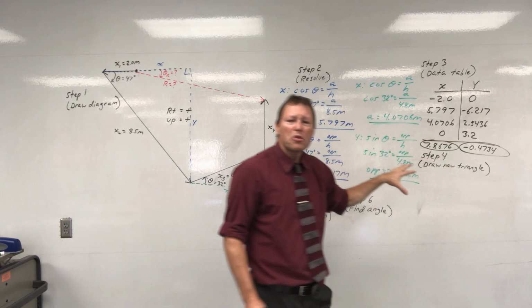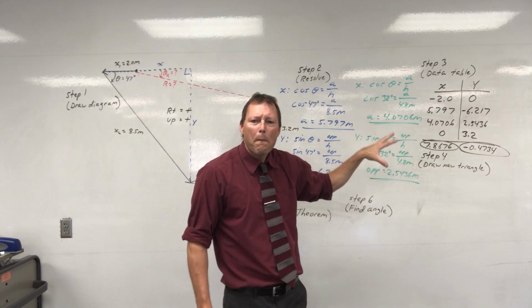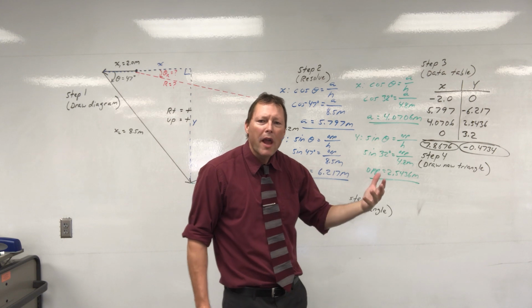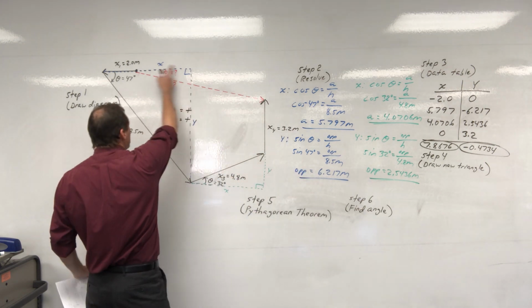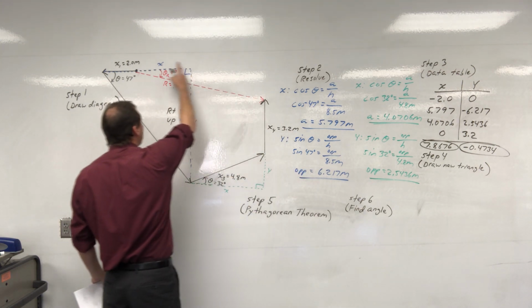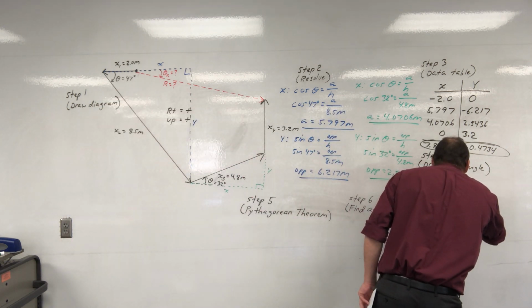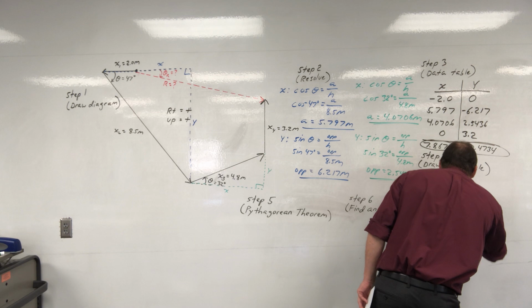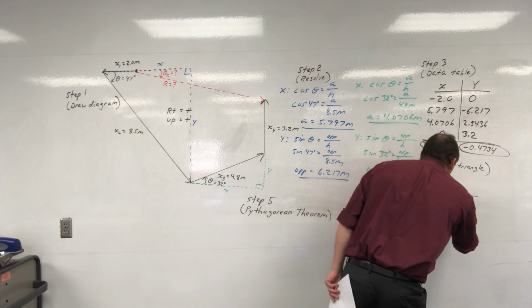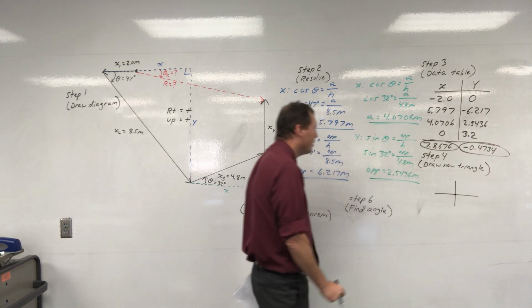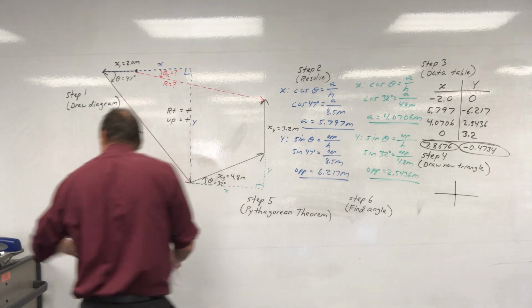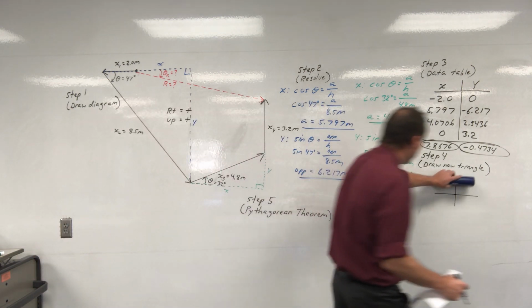I'm going to use those two components to now build a new triangle. A new triangle that should represent this right here. So I'm going to draw an x and a y axis. I'm going to start right there. In fact, let me move that over just a little bit so I don't run out of board.